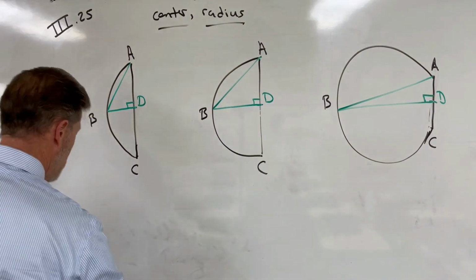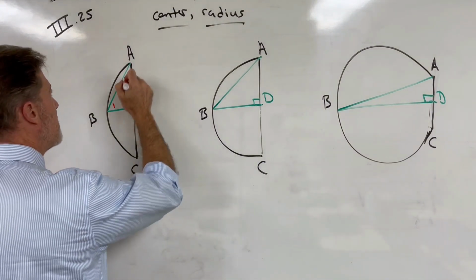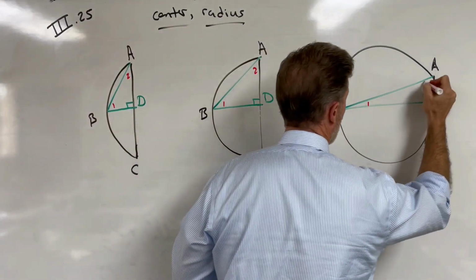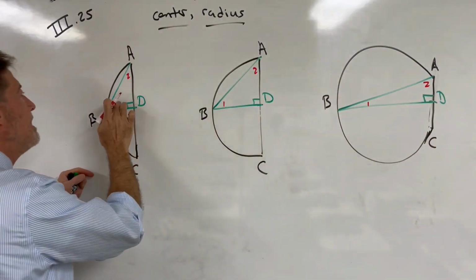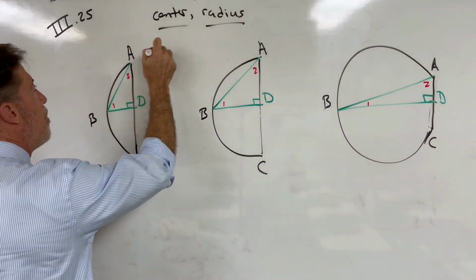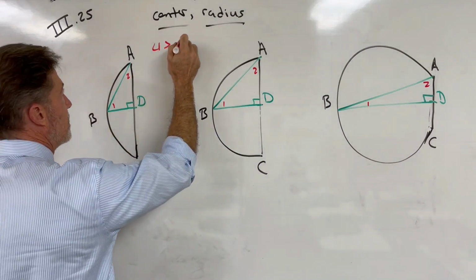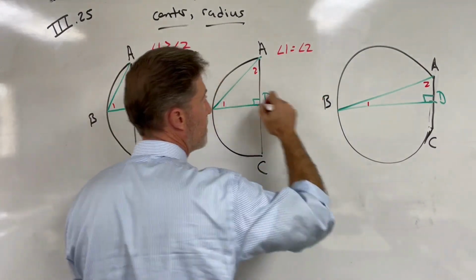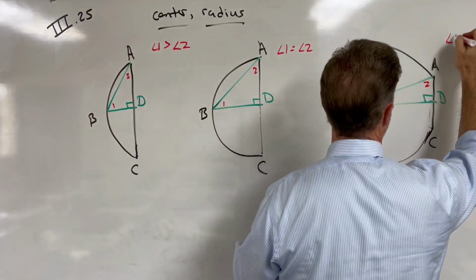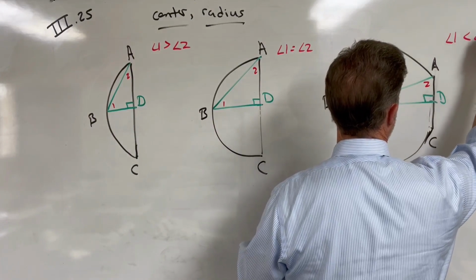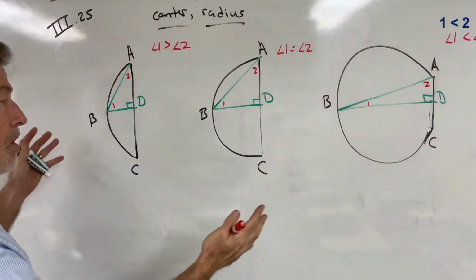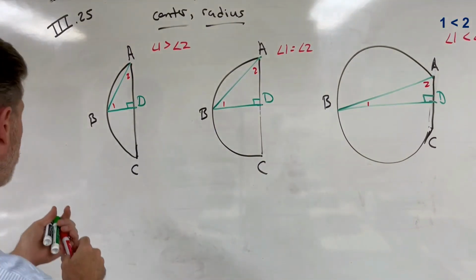I hope you can see, so maybe we can label this. This is angle 1 and angle 2 in all three of these. And what we should be able to see is that in this one, angle 1 is greater than angle 2. Here, we're going to see that angle 1 is equal to angle 2. And here, pretty clear that angle 1 is less than angle 2. Those are the three situations that basically cover all the possibilities of a circle.